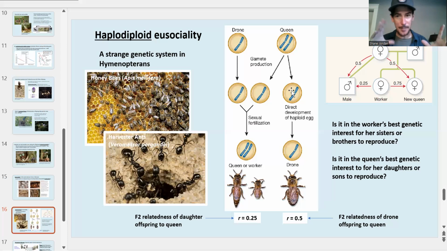Now, I know this is a very complicated, sort of interesting genetic situation to try to interpret, but the idea is it's in the queen's best interest if her son reproduces. It's in the worker's best interest if her sisters reproduce. At the end of the day, if the queen's sons can't reproduce, then it's still somewhat in the queen's interest to have her daughters reproduce because they're still passing on some of her genetic information. And that's better than not having any of her offspring reproduce at all.